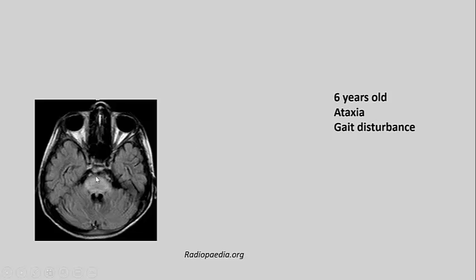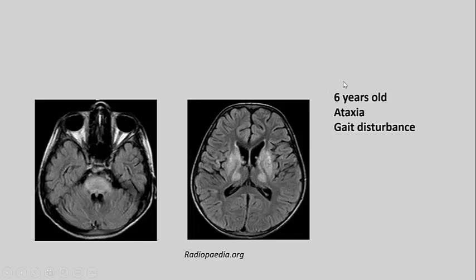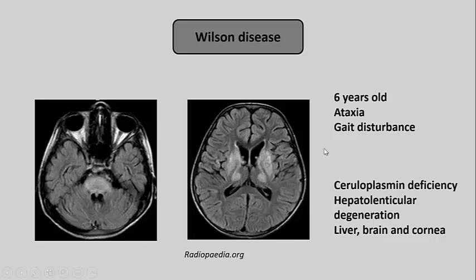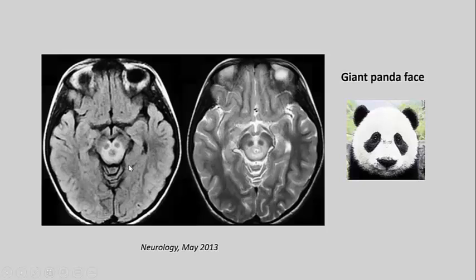Also, another lesion affecting the brainstem, but it doesn't spare the corticospinal tract, also affecting the thalami and the lentiform and the caudate nucleus. This is a 6-year-old child with ataxia and gait disturbance. By examination and more investigation of the patient, you will find the patient has ceruloplasmin deficiency. Ceruloplasmin is a carrier of copper, so copper is free inside the blood, and serum copper will elevate and deposit in the brain, liver and cornea, causing hepatolenticular degeneration. We are dealing with a case of Wilson disease. A characteristic appearance of Wilson disease is what's called the giant panda face sign, but it's not always present in the disease. You can see the hyperintense signal within the brainstem and the midbrain, sparing the red nuclei, which are the eyes of the giant panda.